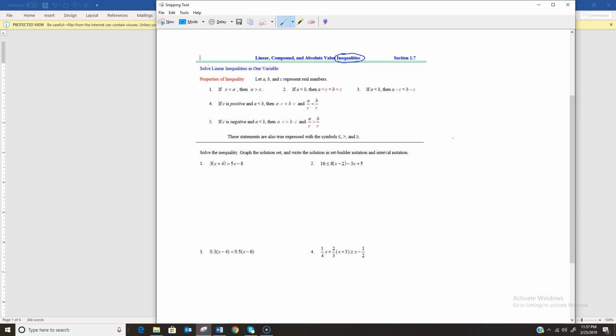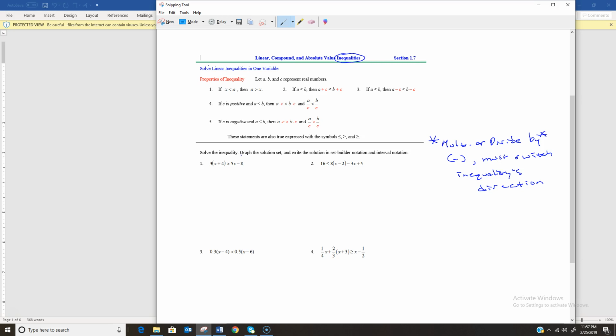The biggest thing when you're solving an inequality, if you multiply or divide by a negative, you must switch the inequality's direction. So that whatever's in the middle, if it's a greater than, you have to switch it to a less than. If it's a less than, you have to switch it to a greater than. Other than that, this is the main thing that makes solving an inequality different from solving an equation.